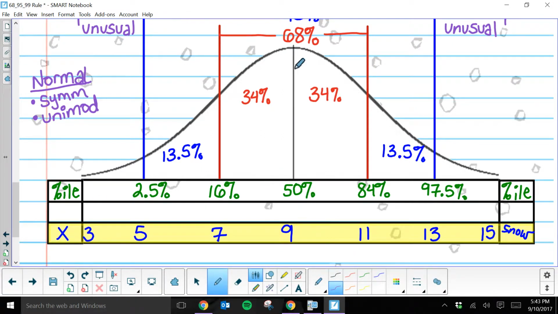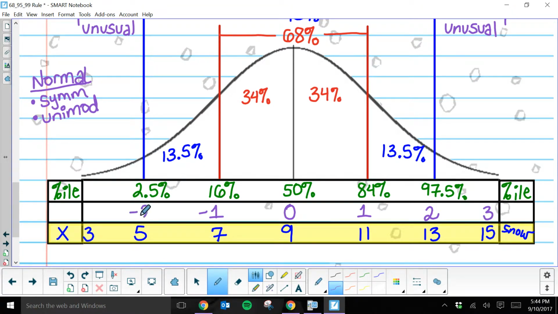If I'm stuck right here at the average, right here at 9 inches, I haven't really gone any standard deviations. So we put a 0. I'm stuck at the center. I'm nowhere above or below. Here, we went up 1 standard deviation. Here, we went down 1 standard deviation. So again, there's that 68 percentile. Here's 2 standard deviations up, and then 3 is all the way up here in the corner.